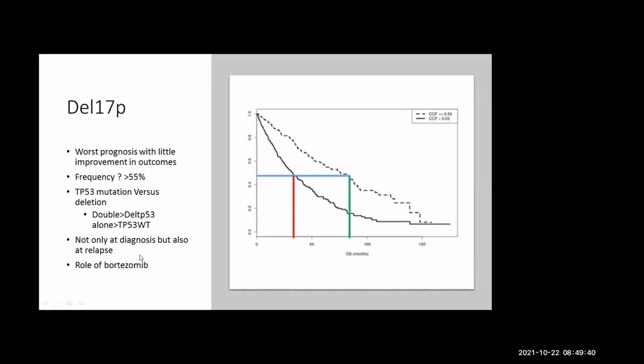And P53 can be acquired. So this is not like an IGH translocation or hyperdiploid cases. So it might be relevant to look at this in a person at relapse. And there is some data that bortezomib helps these patients to improve outcome, and that is usually recommended as a part of treatment of these patients.